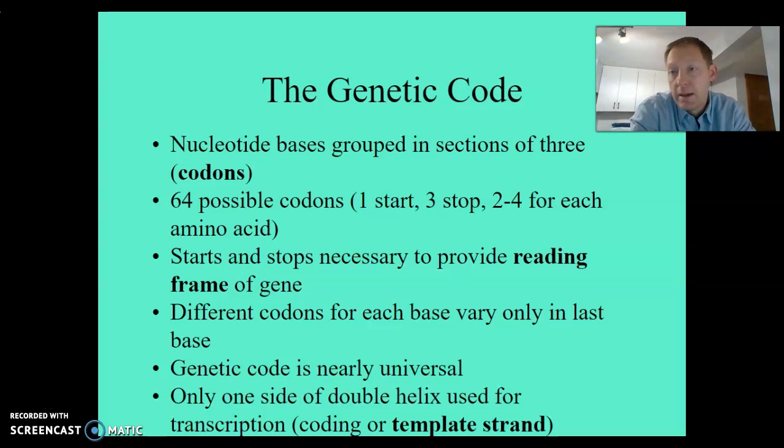And then you have the template strand, or the coding strand, is the one that actually provides that. Now, for different genes, that coding strand can be on one side or the other, but within a gene, one gene, there's only one side of the DNA that actually codes for something.